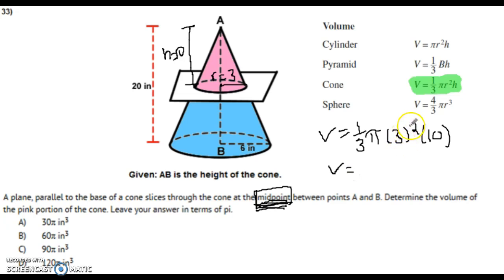3 squared is 9. 9 times 10 is 90. And 90 divided by 3 is 30. And then we'll just leave pi on our answer. If that totally confused you, just go to your calculator and type this in, and you will get 30 pi.